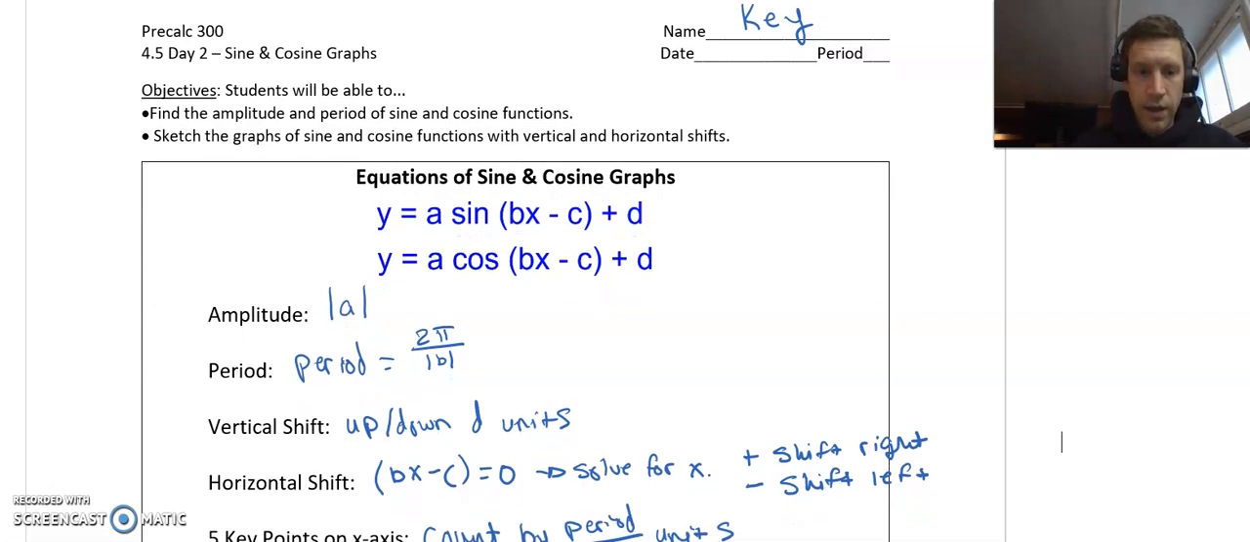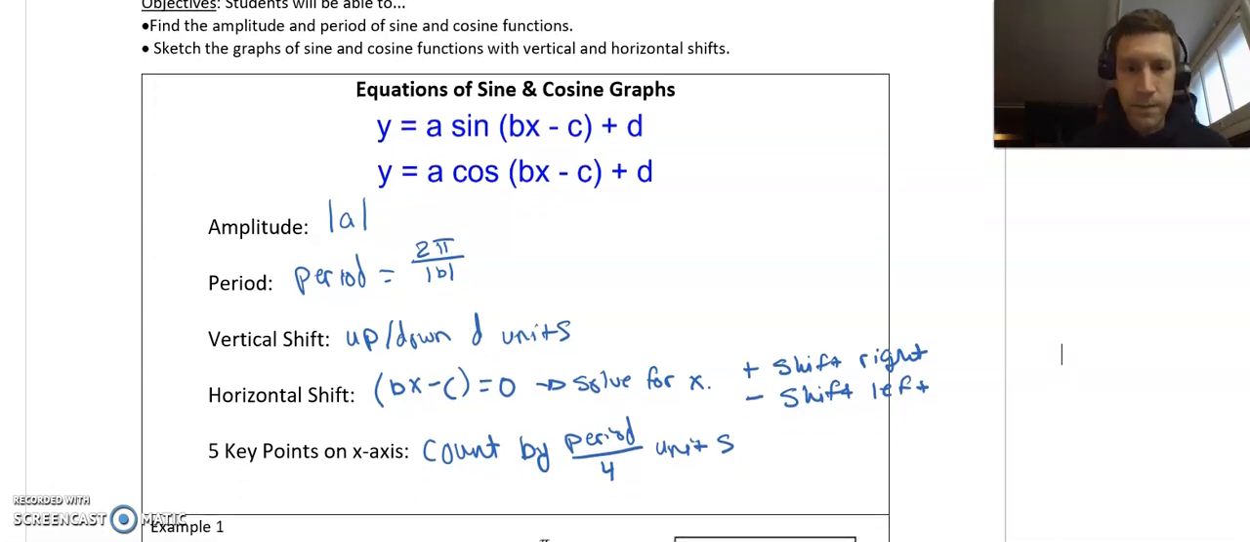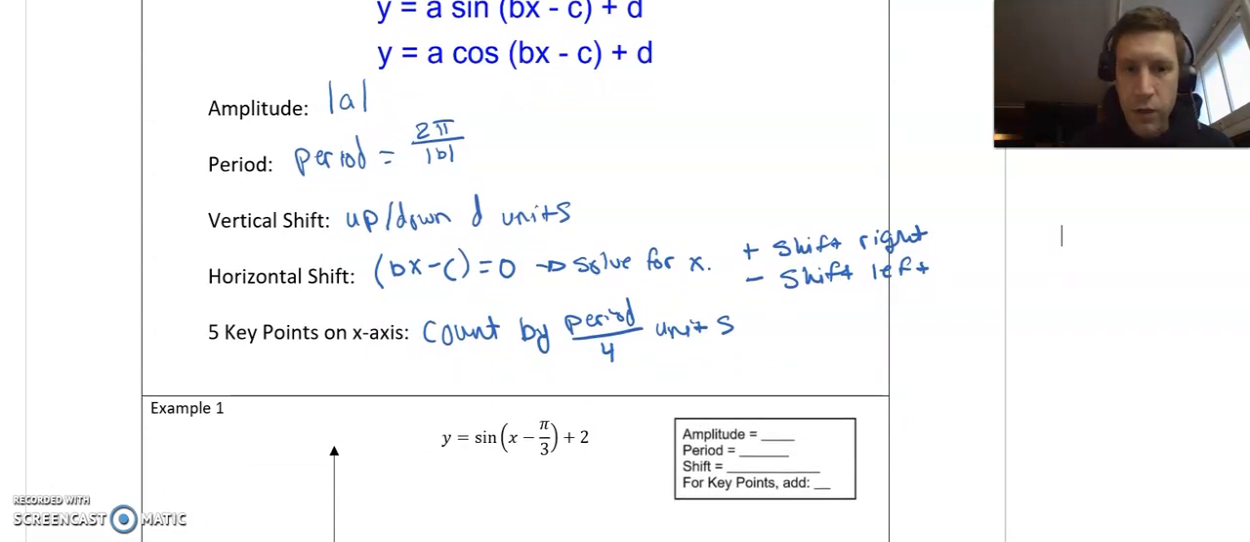Okay, and then the other piece that we broke down with our non-shifting graphs from the other day, to get those 5 key points, you're going to add from your first x-axis value where your graph starts, a value of your period divided by 4, and that's going to ensure that by the time you get to that last point, you've gone an entire period. Okay, so feel free to pause and get that down, and then we're going to do 2 examples, and then you'll be practicing graphs with non-shifting and then with shifting.